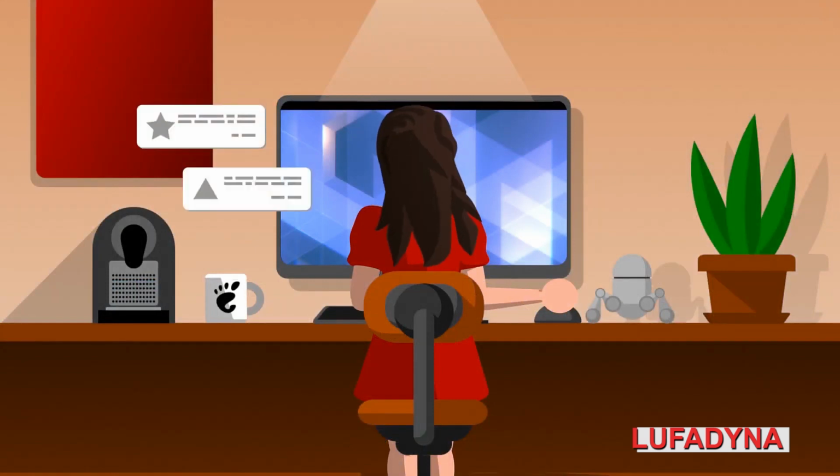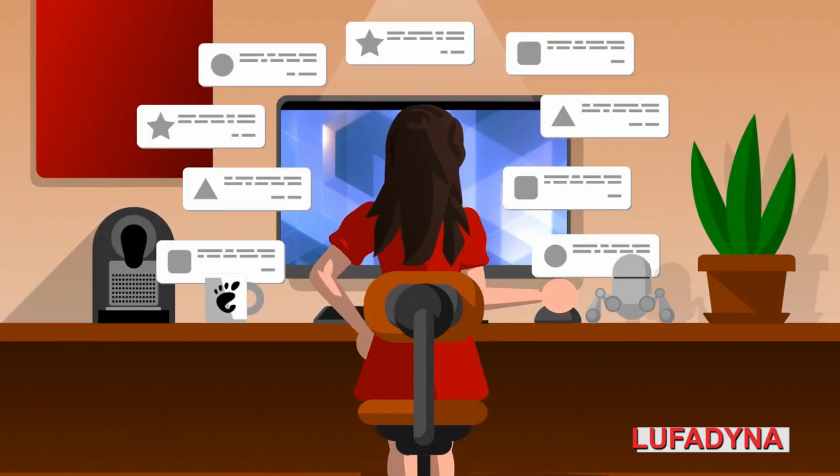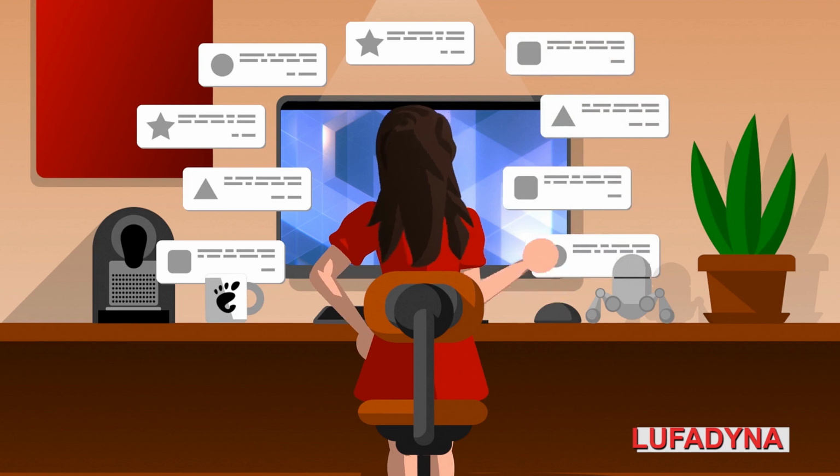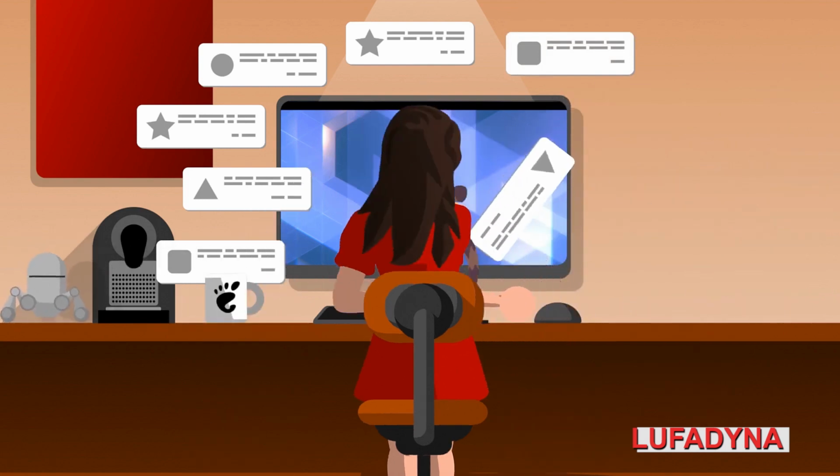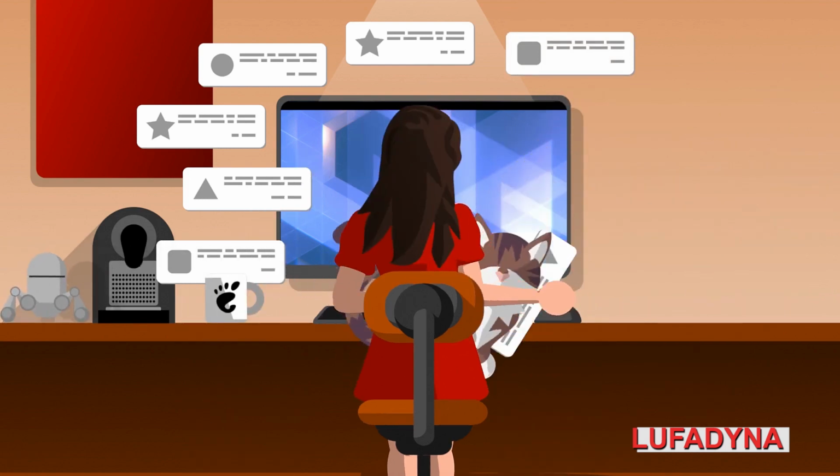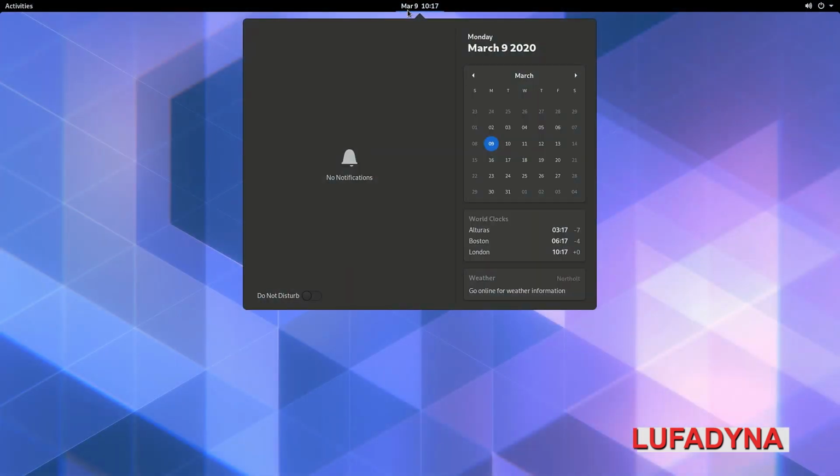Productivity is at the core of Gnome's design. With so many distractions, sometimes you just need to switch off. Gnome 3.36 lets you do this easily with the addition of a Do Not Disturb switch, allowing you to get more work done while still getting important system notifications.